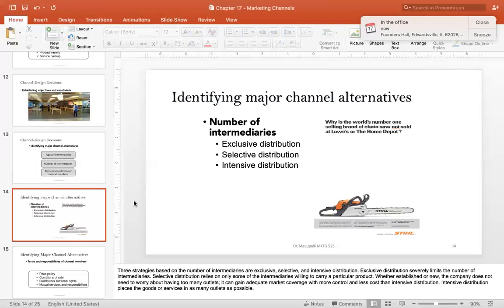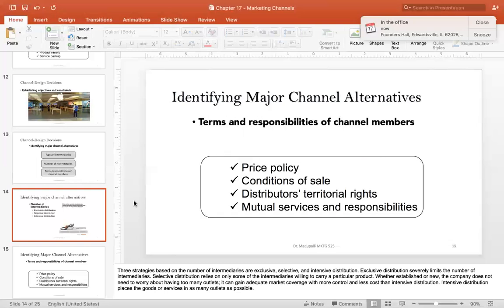The main elements in the relations mix are the price policy, territorial rights, and specific services to be performed by each party. These are the things that need to be considered before picking one or more distribution strategies.